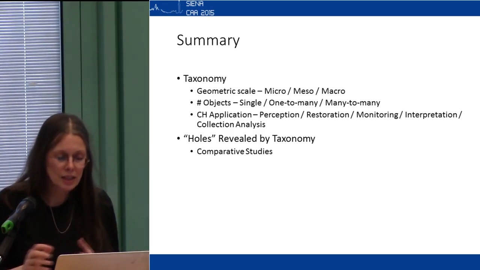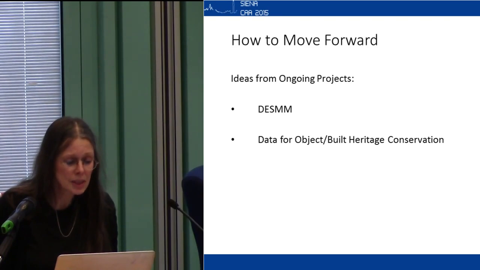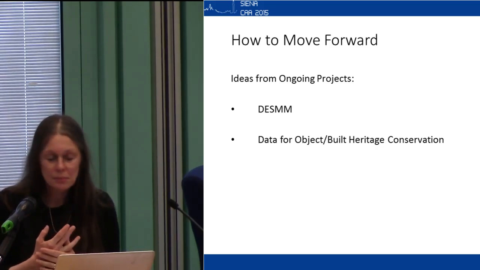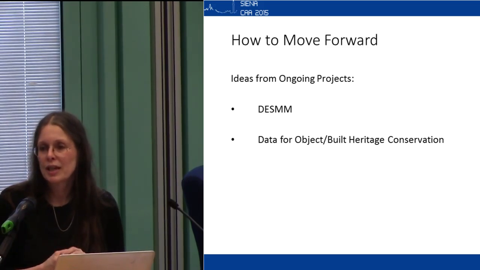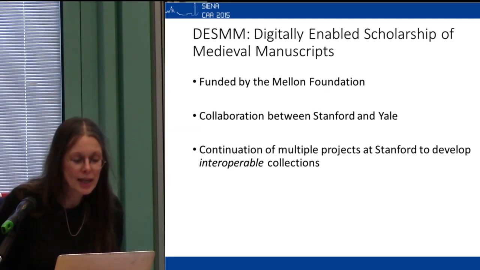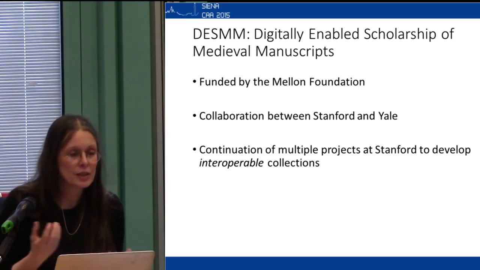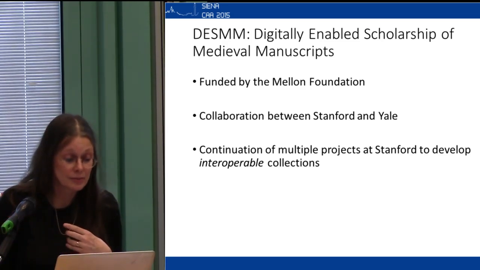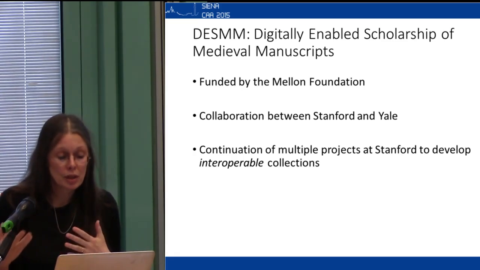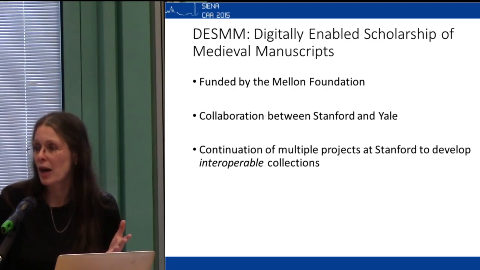So let me talk a little bit about my current projects and what I mean by that. The two projects are one we call DESM, and the other one is data for the object built heritage conservation, which is new enough we don't have any handy little word we use for it yet. So DESM is digitally enabled scholarship for manuscripts. It's a project funded by the Mellon Foundation. It's a collaboration with the Stanford Libraries, actually, not Stanford CS. And it's a continuation of a project Stanford has had to make interoperable collections. We all want to be interoperable, right?